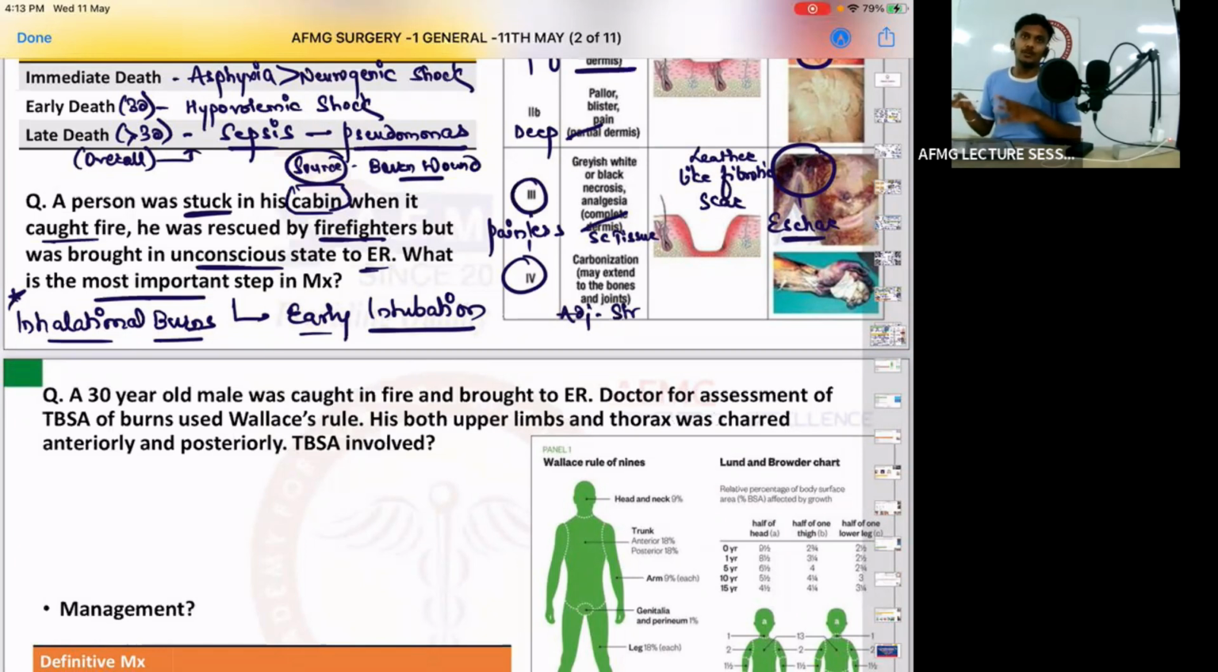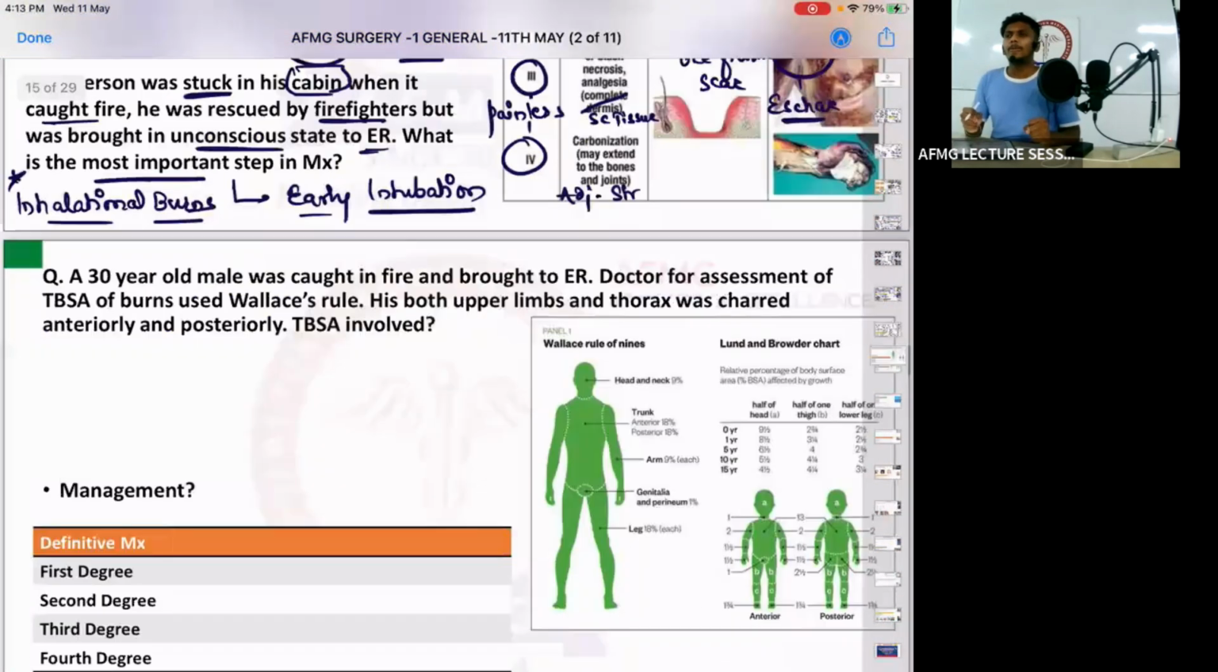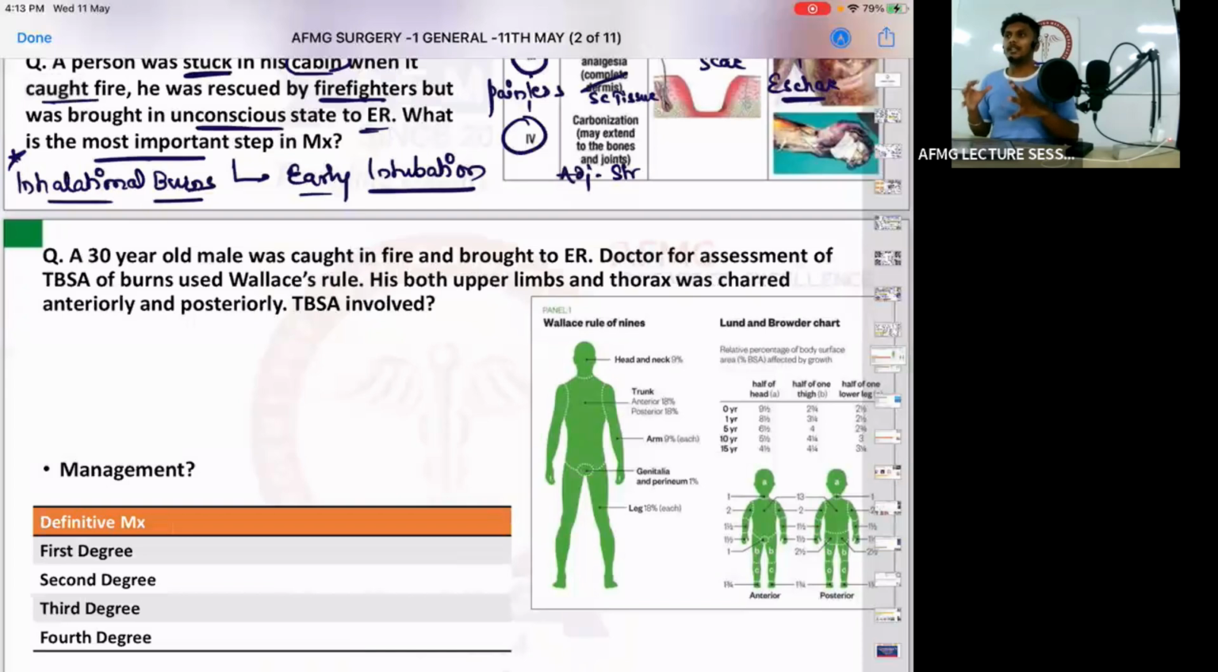All of these are signs of inhalational burns, and the patient has to be admitted. Otherwise, how much total body surface area of burns is required to admit the patient? In adults, more than 15%. Children more than 10%. It is a criteria for admission.